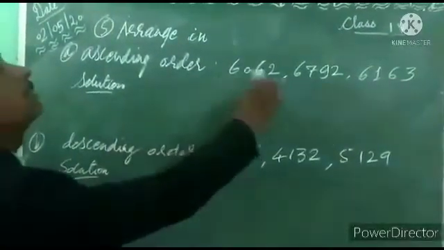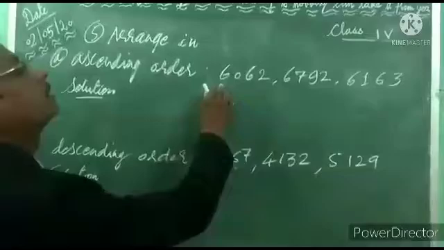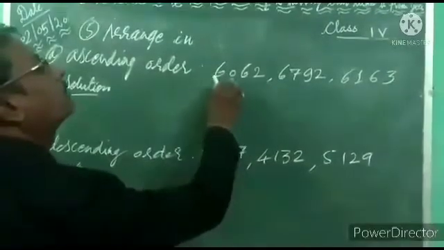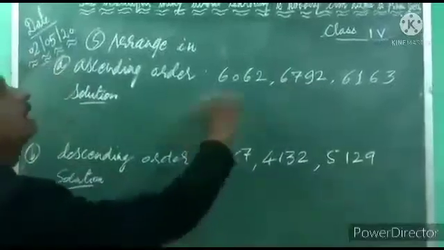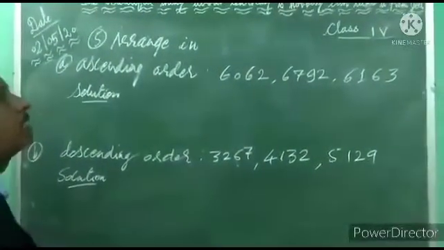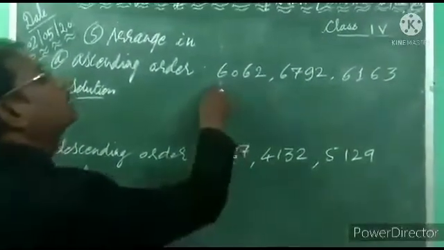Already I told you, ascending means arranging the numbers from the smallest to the greatest. Here 3 numbers were written. Look at how many digits the number has: 1, 2, 3, 4. Here also 1, 2, 3, 4. All 3 numbers are 4-digit numbers. How to read? Ones, tens, hundreds, thousands.